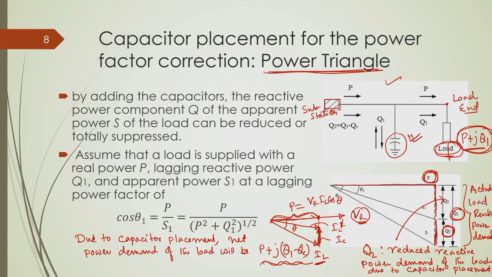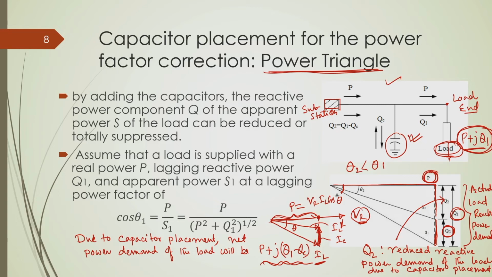So, actually the load demand remains the same, but the capacitor is locally supplying some amount of the reactive power demand of the load, and thereby the actual reactive power demand of the load is getting reduced. This results in the change of the power factor angle from theta 1 to theta 2. Here you can see theta 2 is lower than theta 1, that means cos theta 2 will be higher than cos theta 1. So, the net power factor of the load will be higher.